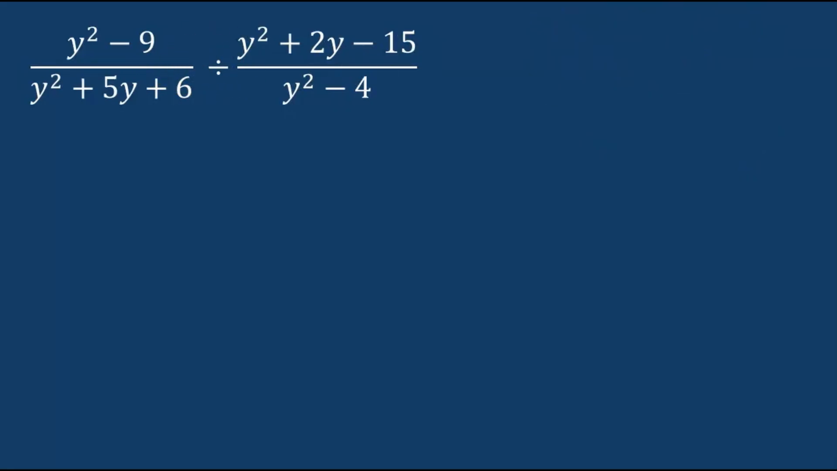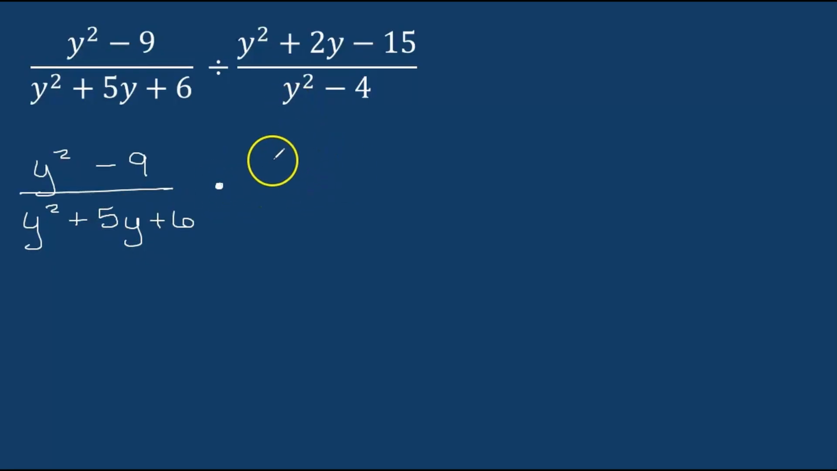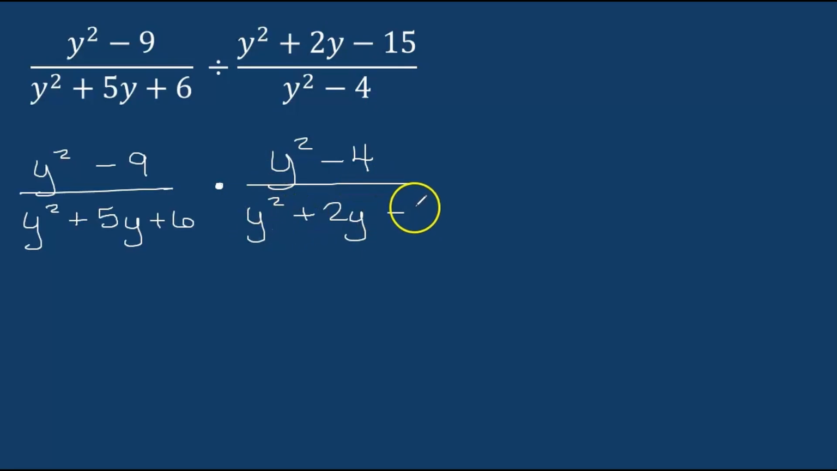So to get rid of this division symbol, I'm going to rewrite this problem first. The first fraction stays exactly the way it is, and then you multiply with the reciprocal. The reciprocal means that this denominator gets moved up and this numerator gets moved down. They flip. Now I can begin my actual factoring.